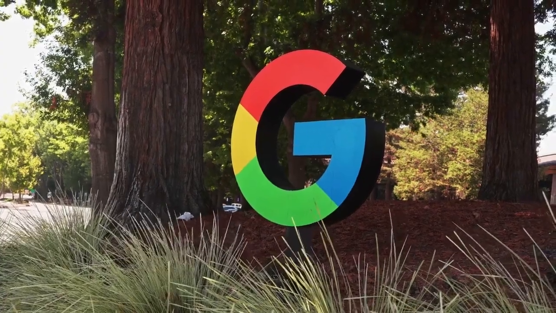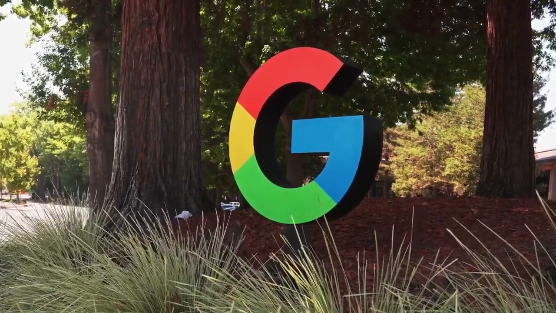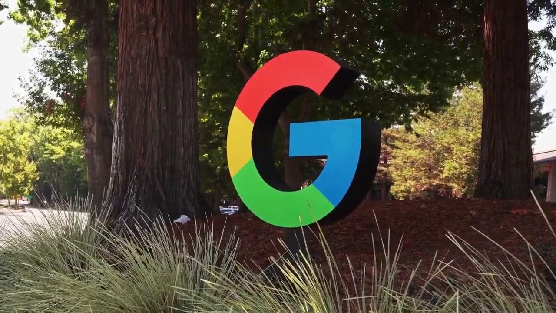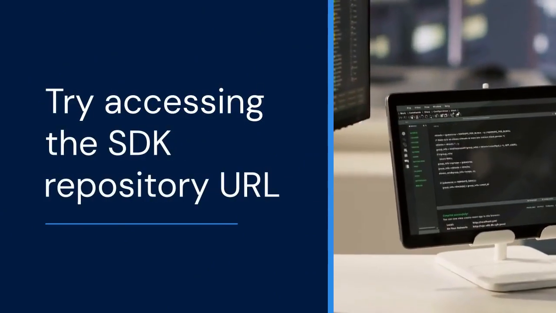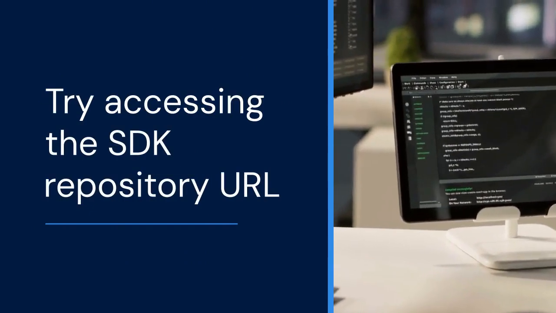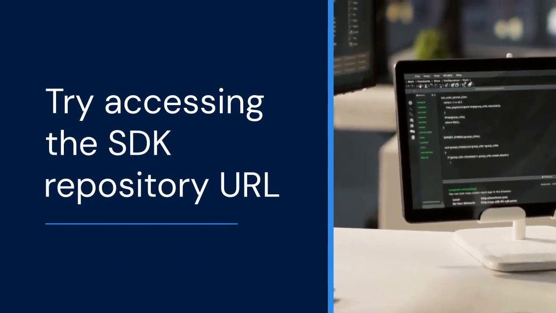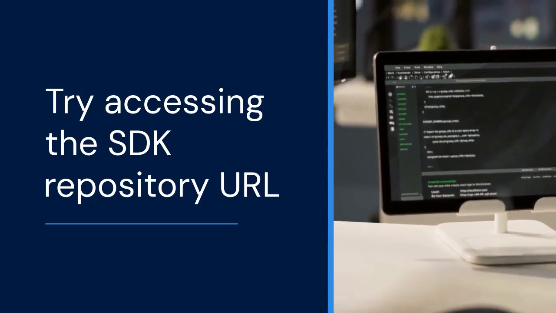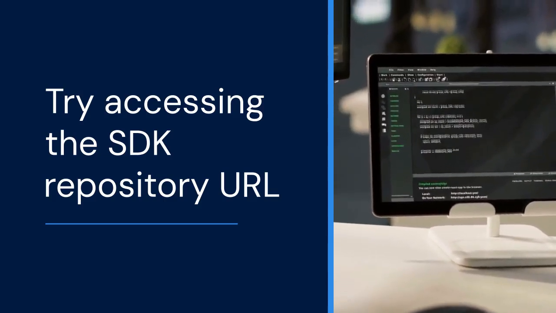Sometimes, the Android SDK repository might be temporarily unavailable. This is rare, but it can happen. Try accessing the SDK repository URL in your web browser. If the website is unavailable, wait a few hours and try again. The issue might be on Google's side and resolve itself.